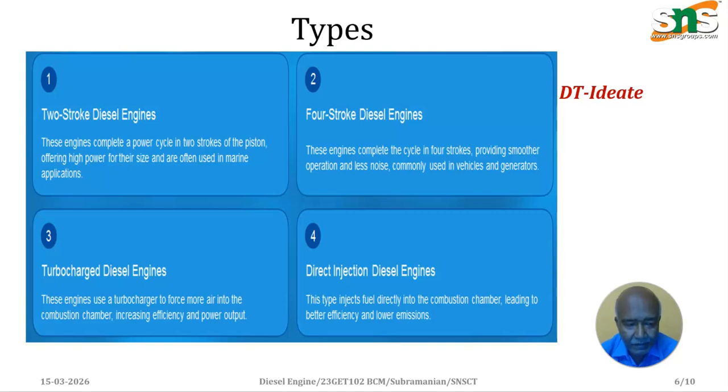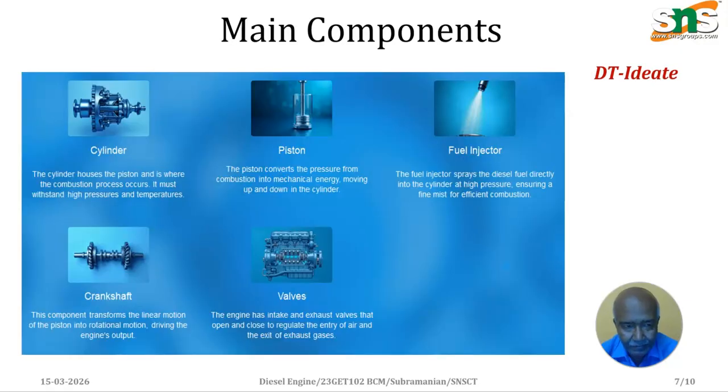Turbocharged engines use a turbocharger to force more air into the combustion chamber itself, increasing the efficiency and power output. Direct injection diesel engines inject the fuel directly into the combustion chamber, leading to better efficiency and power and lower emissions.